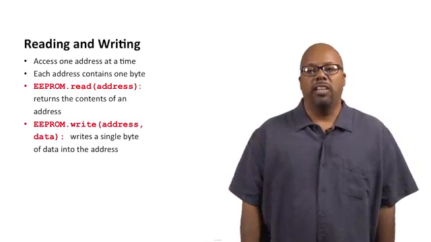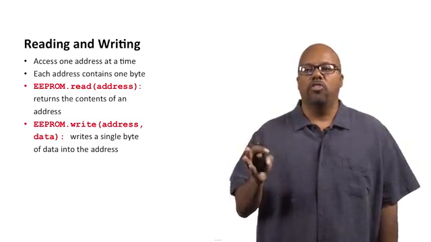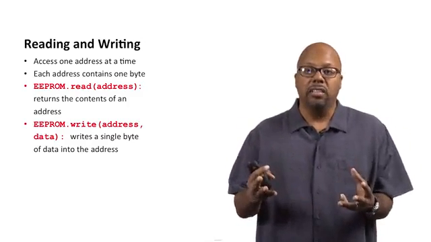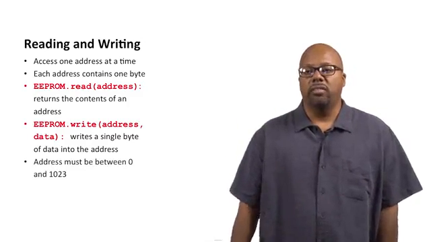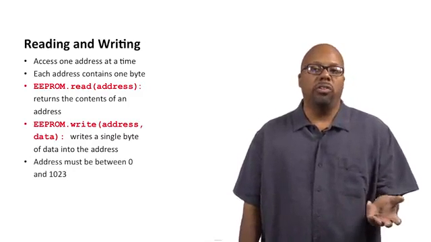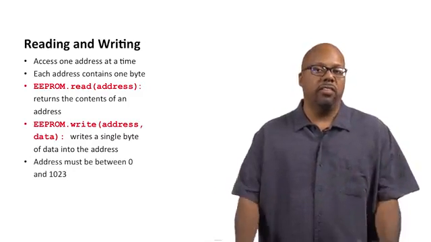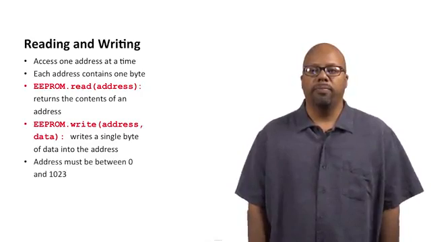EEPROM.write does what it sounds like. It takes 2 arguments, an address and some byte-sized piece of data, so that data is 1 byte, and it writes that byte into that address, and that's it. And the address has to be between 0 and 1023 because that's as big as the EEPROM is.